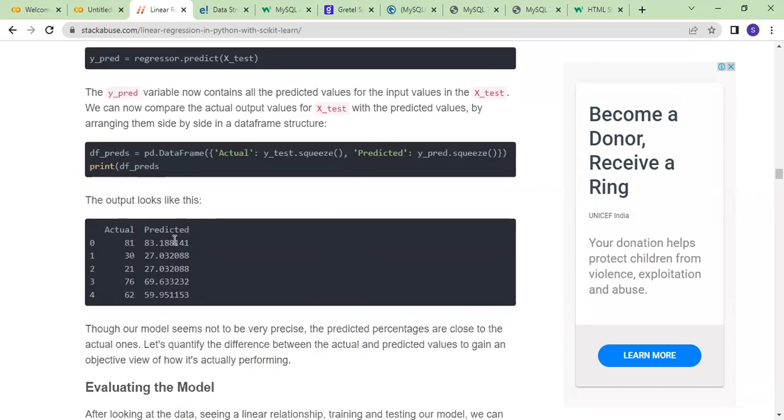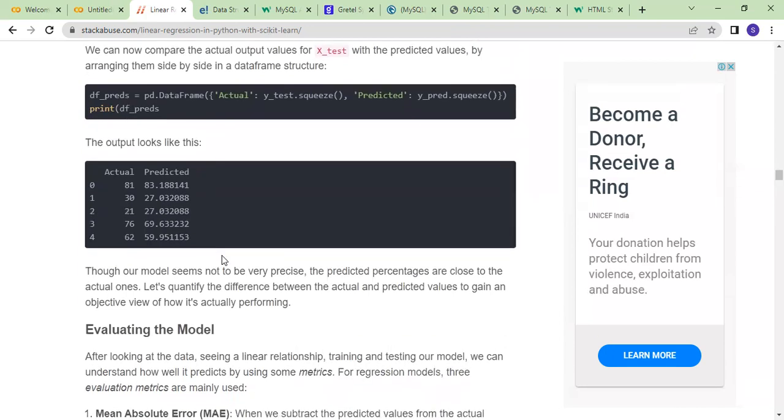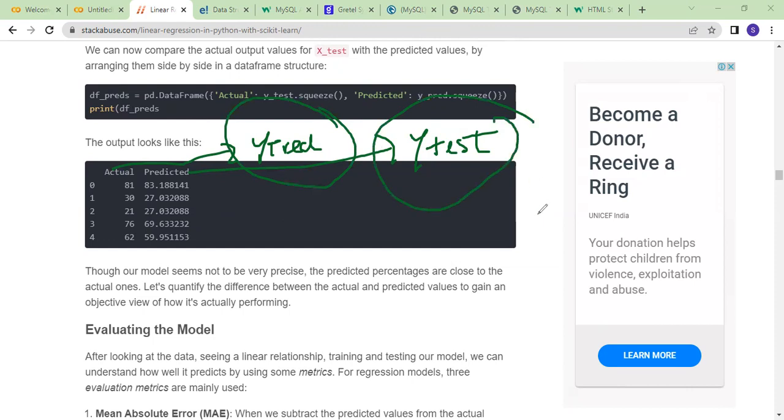So these are the actual values, these are the predicted values. Now I want to evaluate the model. How much error is present? So this is 81, this is 83.18, 188, 141, this is 30, this is 27.032088. So I want to see how much error is over here. This is my y pred and this is my y test. So I want to compare the y pred with the y test. There are different evaluation techniques over here.